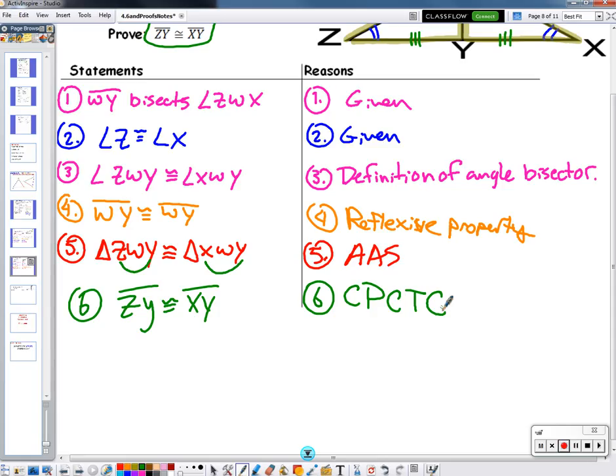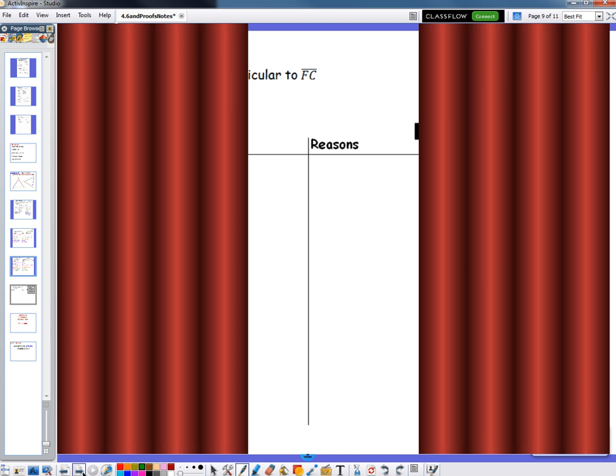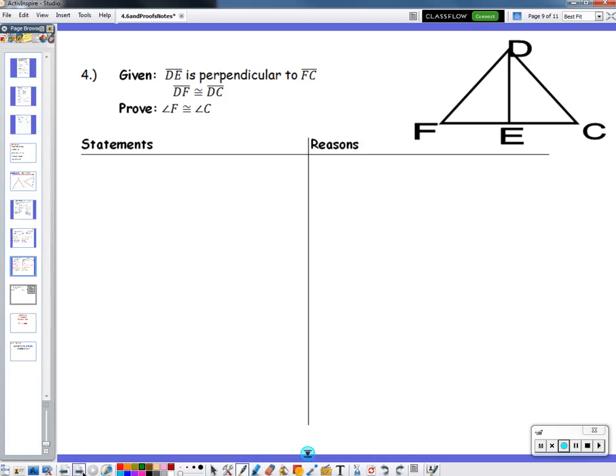Now the next proof is a prime example of if you can use your theorems correctly, you can skip a lot of steps and do this proof in maybe 2 statements, 2 or 3. Okay? See if you can get number 4 started here. Okay? See if you can get started. Label your given information. Draw on your picture and look for what you're trying to prove. They give you almost too much information sometimes.